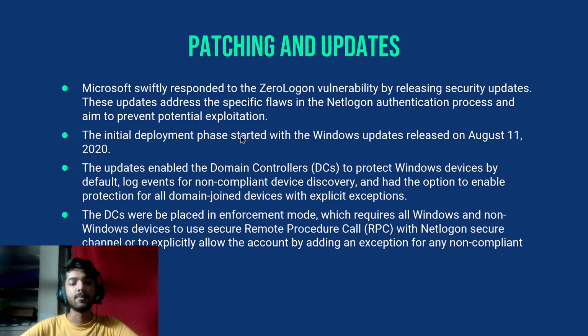Now, patching and updates. Microsoft swiftly responded to the ZeroLogon vulnerability by releasing security updates. These updates address the specific flaws in the Netlogon authentication process and aim to prevent potential exploitation. The initial deployment phase started with the Windows updates released on August 11, 2020. These updates enabled the domain controllers, or DCs, to protect Windows devices by default, log events for non-compliant device discovery, and had the option to enable protection for all domain joined devices with explicit exceptions. Here, non-compliant devices refer to any devices which have this vulnerability enabled.